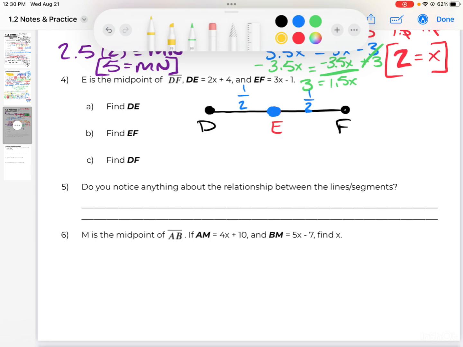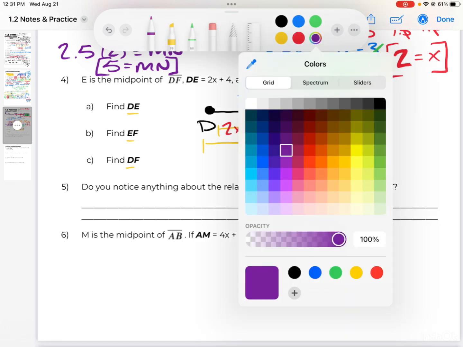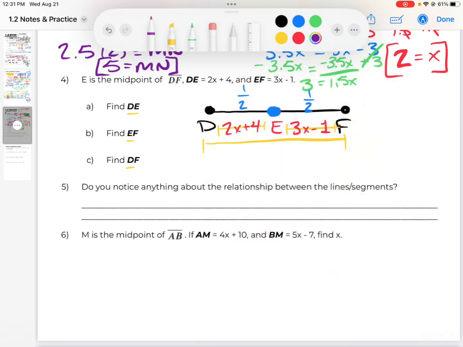And so what I'm actually looking for is DE, EF, and DF. I'm looking for this segment, this segment, and the whole thing, okay? Those are the things that I'm looking for. And the question does give me a little bit more information. It says that D to E is 2x plus 4, and E to F is 3x minus 1. Just to get you started here, I am going to help you solve for x. And that is where I will stop and let you do the rest.